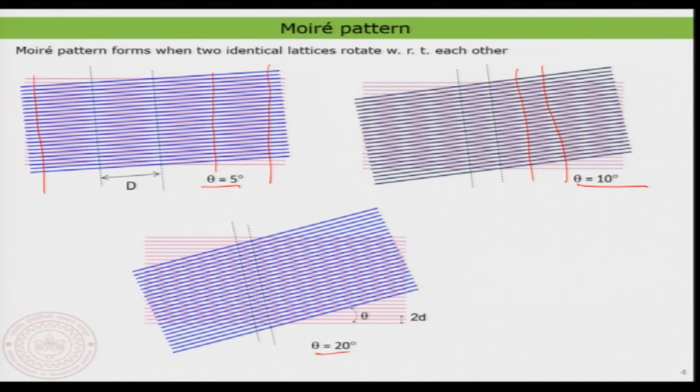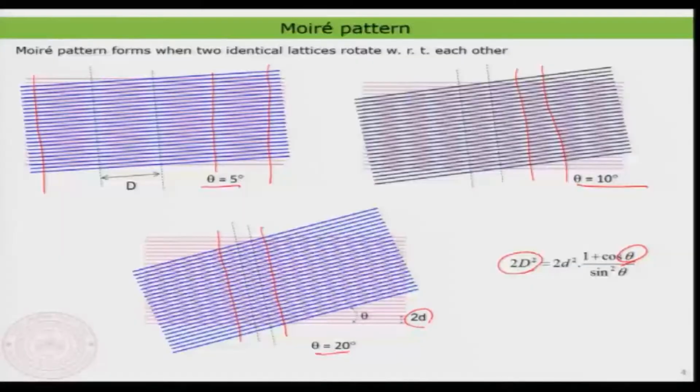If I make the angle much larger, the super lattice keeps getting smaller. So there is a clear relation between the angle of rotation between the two lattices and the super lattice periodicity. This D would be the periodicity of the super lattice. That also means if you have the Moire pattern and you know the super lattice, you can come up with the angle of rotation between the lattices, and you also need to know the distance between the lattices of the original lattice that you are using. So you can now make it more quantitative.